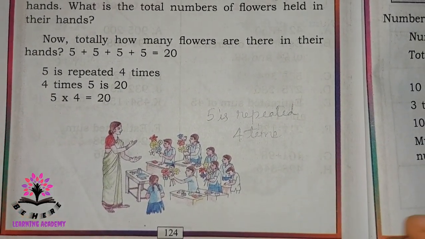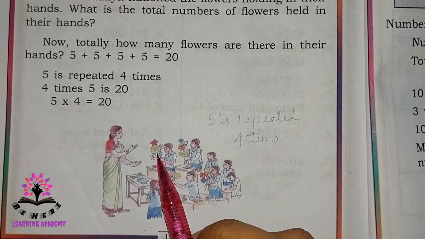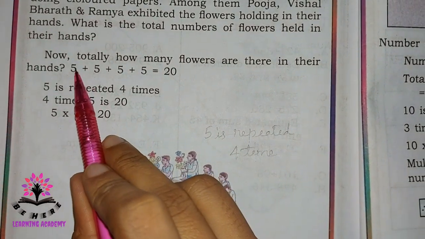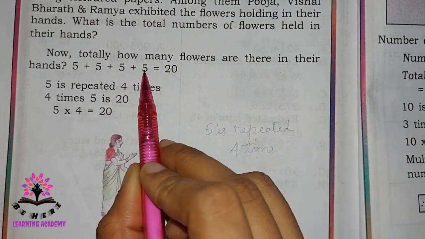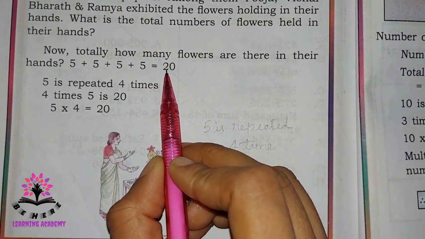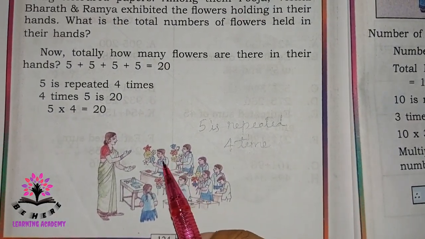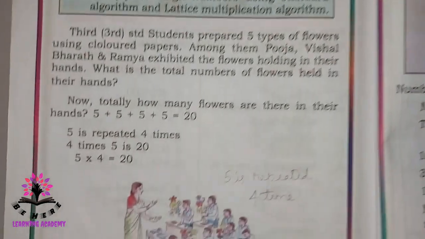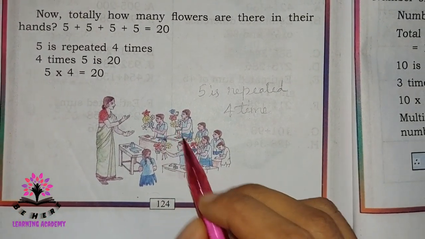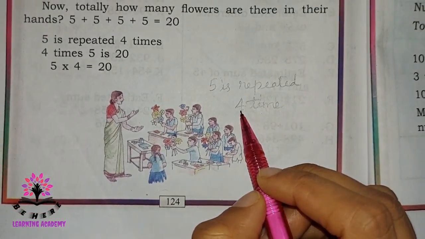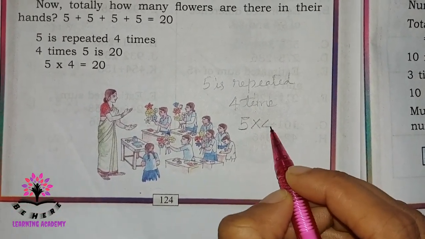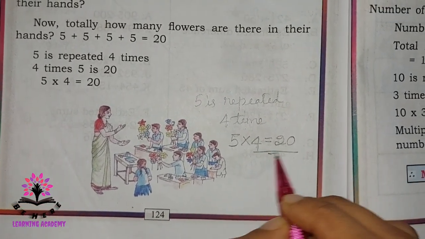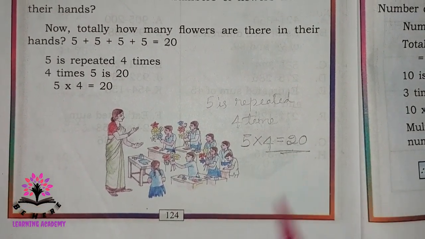So how to find out the answer? Using addition we can find out: 5 plus 5 plus 5 plus 5, we get the answer 20. So, this problem can also be solved using the process of multiplication. Number 5 is repeated 4 times, correct? So, 5 into 4 you have to write. 5 fours are, what's the answer? 20. So, the total number of flowers exhibited is 20.